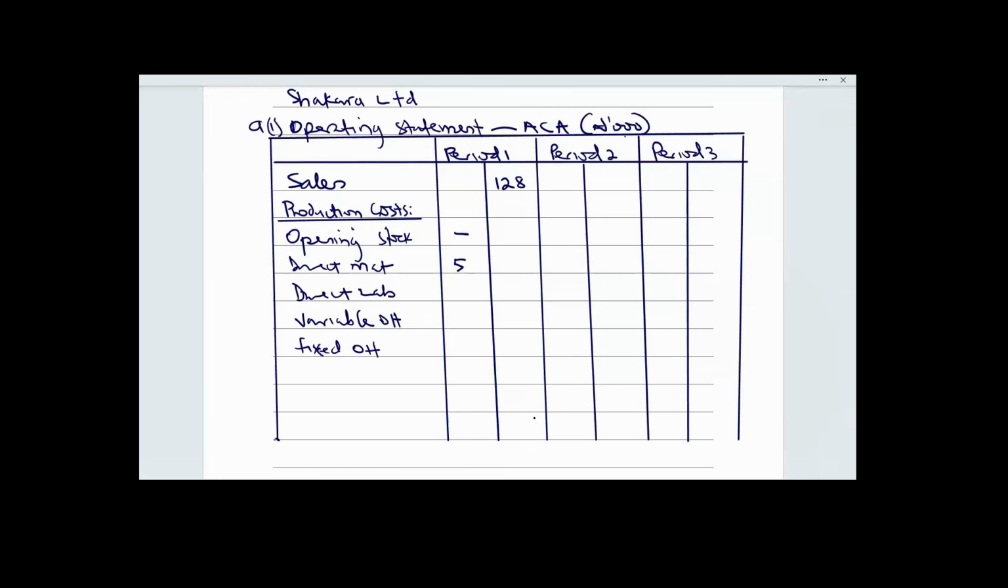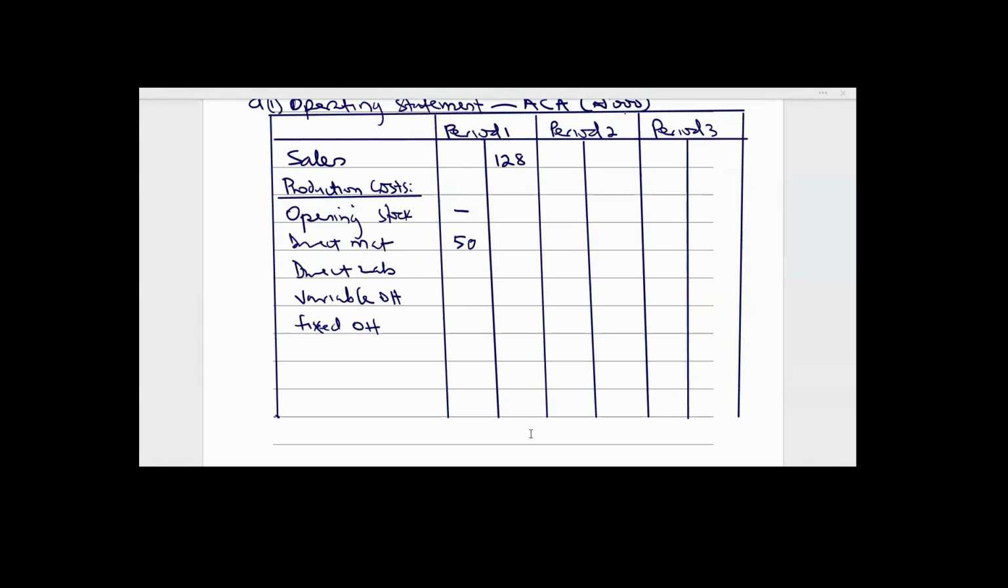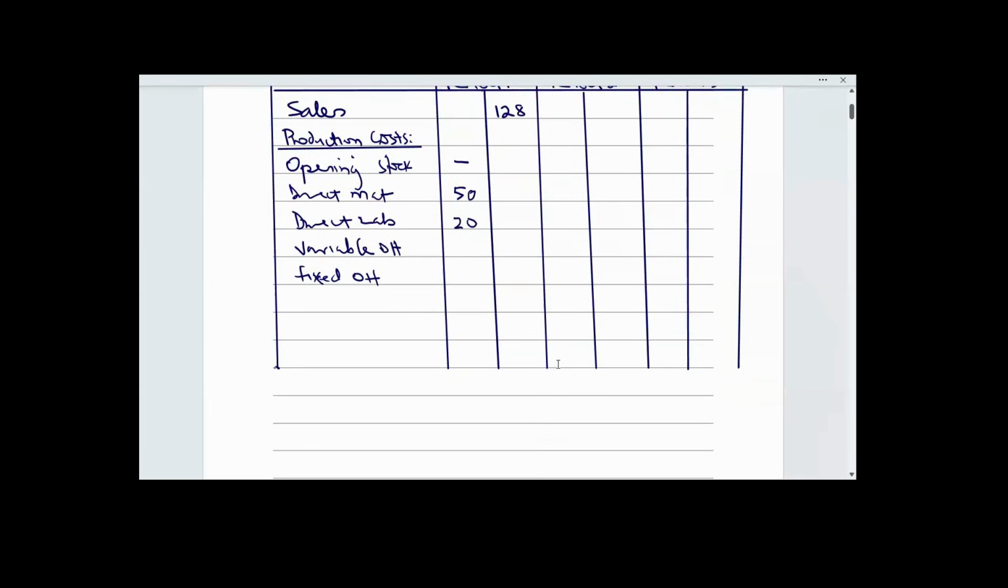2 naira. 2 naira multiplied by the units produced, which is 10,000, is 20,000 naira. So here will be 20,000. Variable overhead. How much is variable overhead per unit? 1 naira. 1 naira multiplied by 10,000 units will give us 10,000.